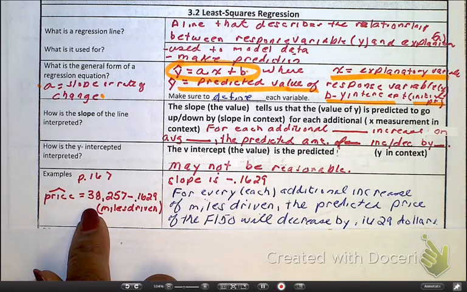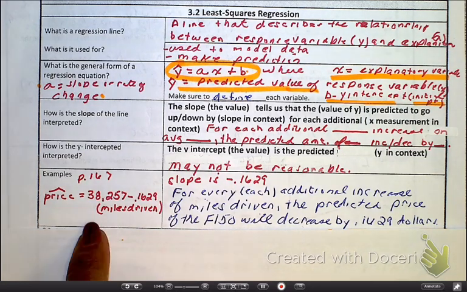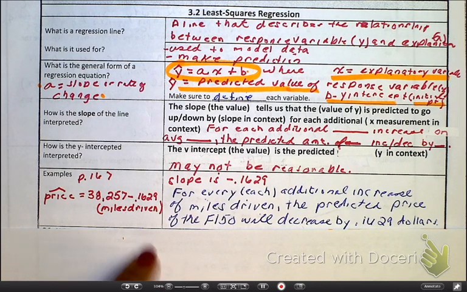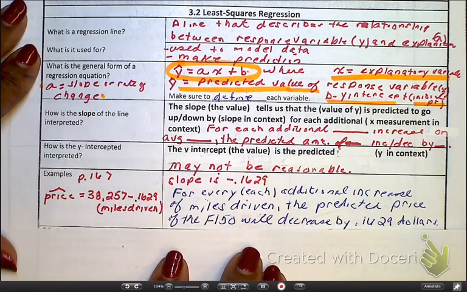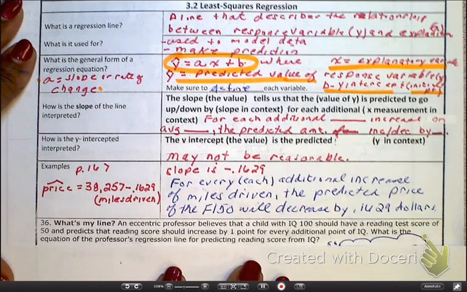For the y-intercept, we're saying that if we have no miles driven at all, the price of the car is $38,257. Okay, that's reasonable. So that y-intercept is a reasonable situation, and you can make a point of writing that down. Now I want to continue on and look at this next example, so please take a minute to read this.